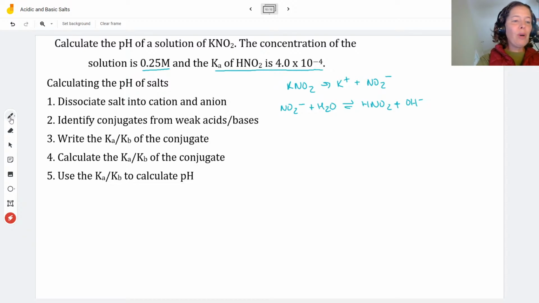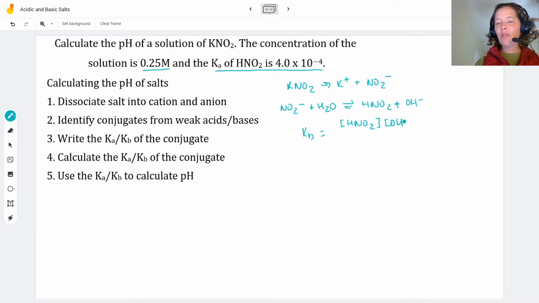Okay, so just like before, let's get an expression. Let's get a Kb expression for this conjugate base. So this is going to be a Kb. Again, it's just products over reactants. There's hydroxide, and let's put it over our nitrite anion, sorry, not cation.